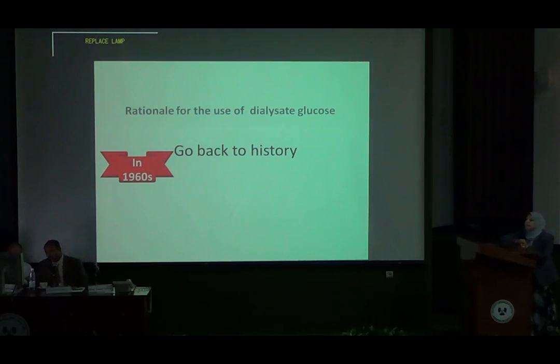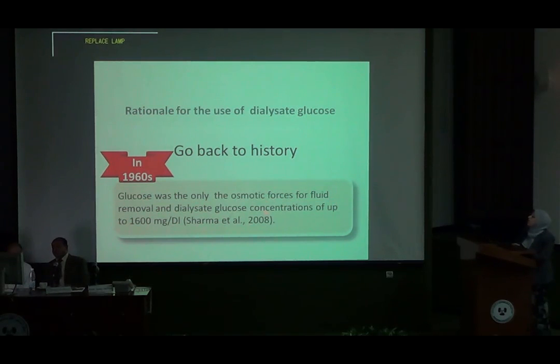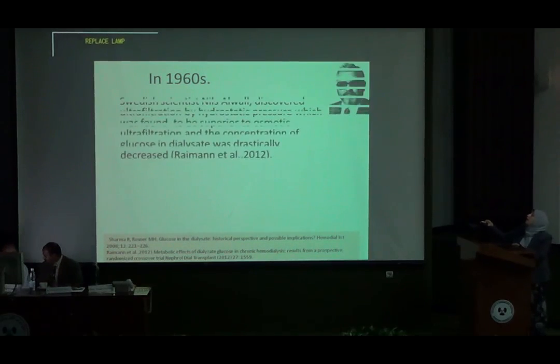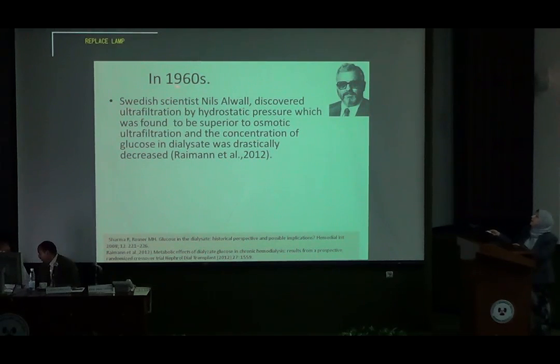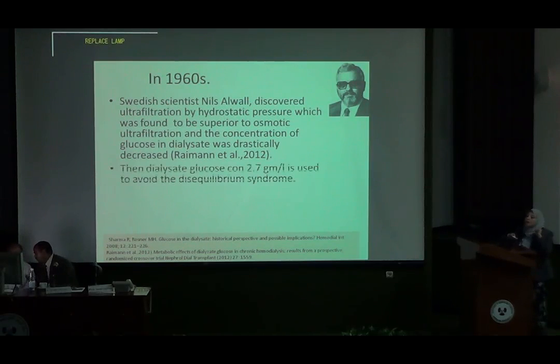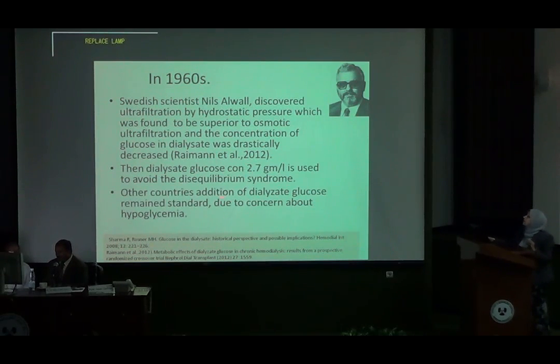Starting in the 1960s, we had glucose as the only osmotic force for fluid removal in dialysate, with dialysate glucose concentration reaching up to 16 grams, or 1,600 milligrams per dl. But a Swedish scientist, Nils Alwall, discovered ultrafiltration by hydrostatic pressure and found it to be superior to osmotic pressure. By this time, the glucose in dialysate drastically decreased. Still, some centers use a concentration of 2.7 grams per liter to avoid disequilibrium syndrome. Other countries add glucose to dialysate as standard to avoid hypoglycemia.